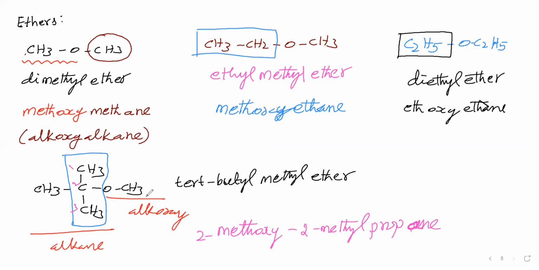Next compound we will take, that is (CH3)2CH-O-CH(CH3)2. For this we will say the name. (CH3)2CH.